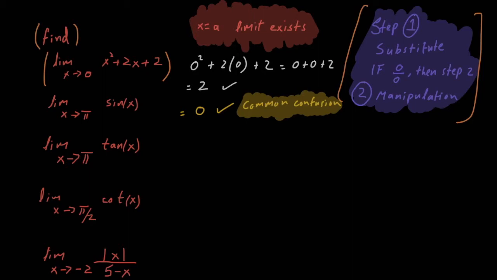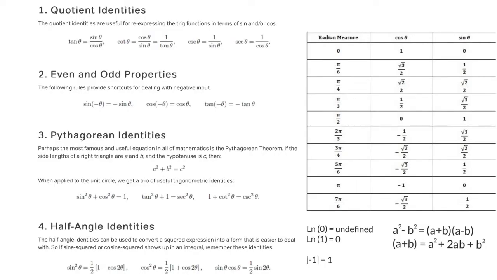Question 3. Find limit as x approaches pi of tan of x. Let's jump back to our formula sheet and try to figure it out from there. On the right side, we can see that we do not have a table for tan, but we have a table for sine and cos. And if we look at quotient identities, we can see that tan can also be written as sine over cos. Hence, tan of pi can also be written as sine of pi divided by cos of pi.